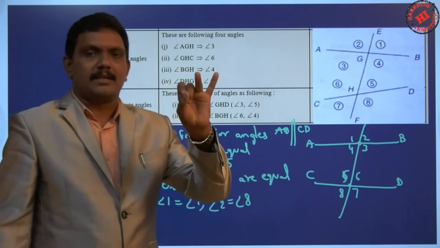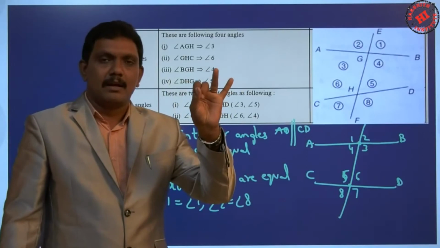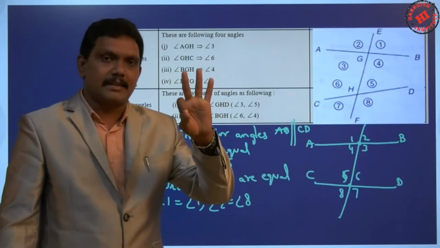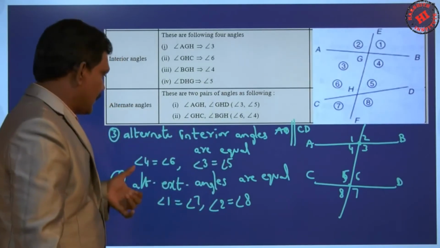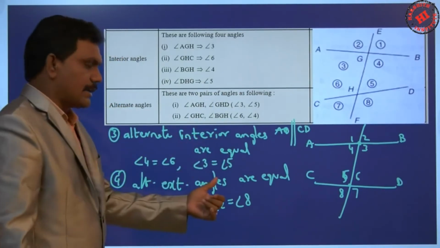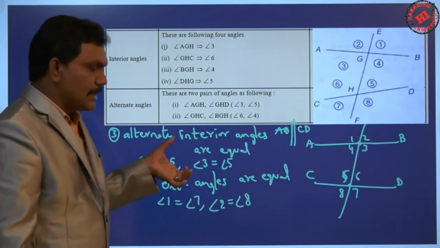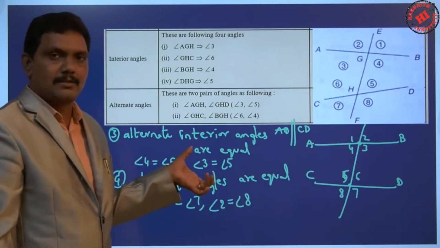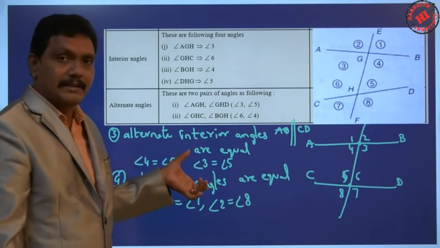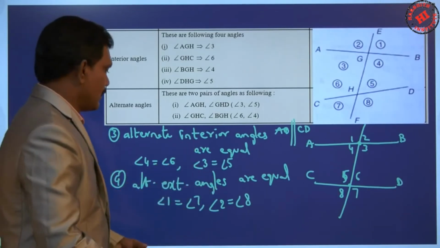CA, corresponding angles equal. OA, opposite angles are equal. AA, alternate internal angles equal. Alternate external angles are also equal. Once again, alternate interior angles equal. Alternate external angles are equal. These are very important points which we are going to use in quadrilaterals and also very important in triangles. Right? Next point.